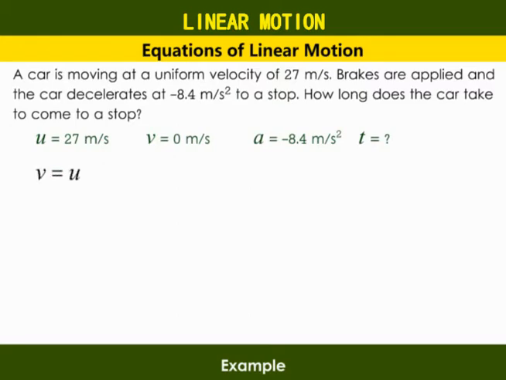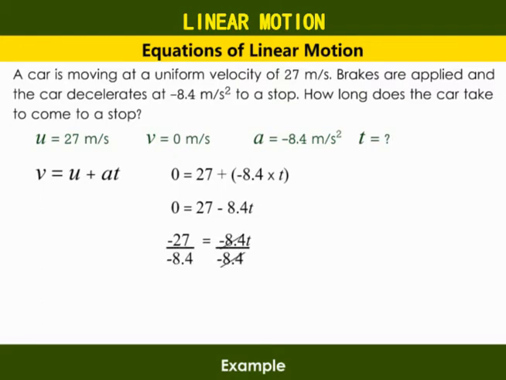v is equal to u plus at. 0 is equal to 27 plus minus 8.4 times t. 0 is equal to 27 minus 8.4t. Minus 27 is equal to minus 8.4t. To remain with t, we divide both sides by minus 8.4, and we get 3.2 is equal to t, and therefore t is equal to 3.2 seconds.